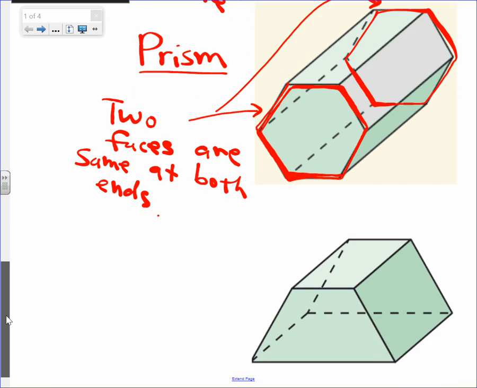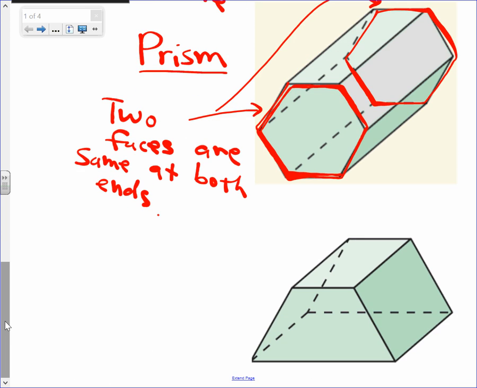Would that last shape at the bottom of your paper be a prism also? No, sir. Argument, please. Why is that not a prism? Are there two faces at both ends of the thing? So that would be a prism too, huh? So go ahead and write prism here.